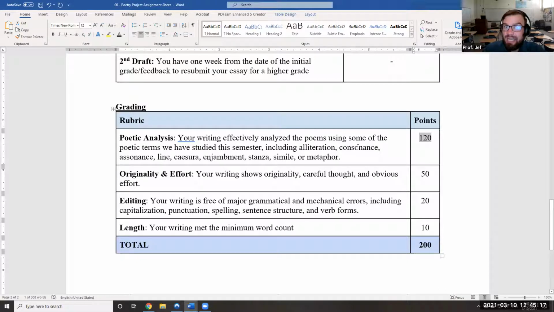And like I said today, if you feel comfortable, we can talk after today. If you feel comfortable, you can analyze rhythm and meter and rhyme. This can feel scarier to students, so I don't put it as something you must analyze, but if you want to, please feel free. 50 points for originality and effort.